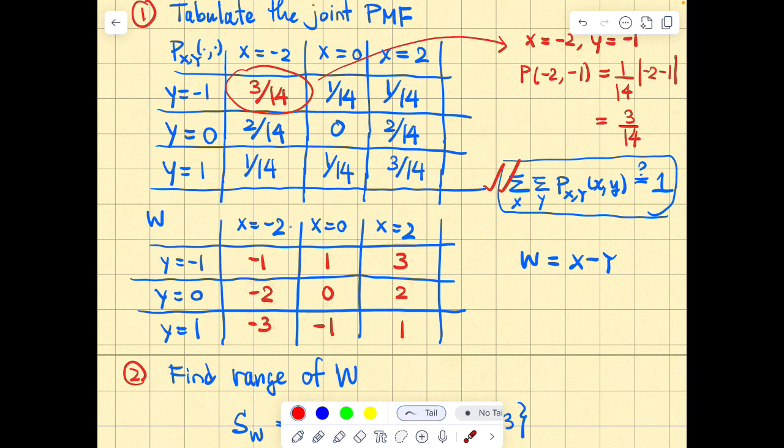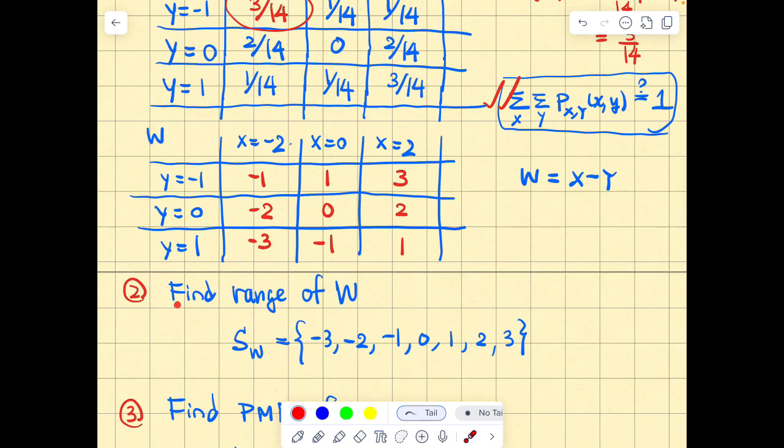Okay, step number 2: we want to find the range of this random variable W. The range is the set of all possible outcomes of W. So looking at this, what are the possible outcomes? Of course, there's -3, there could be -2, there could be -1, which actually happens in two possible scenarios, then 0, 1, 2, 3. So these are all the possible values of W. This is what we call the range of W.